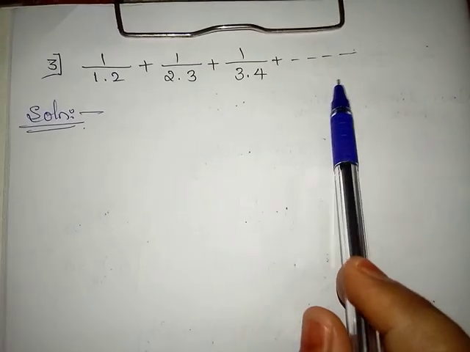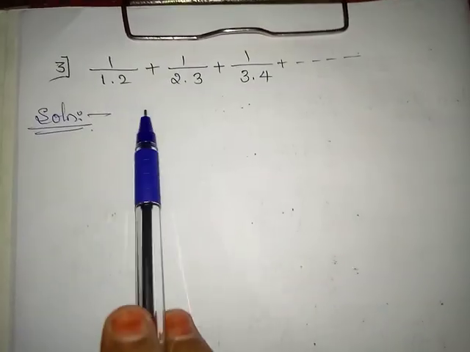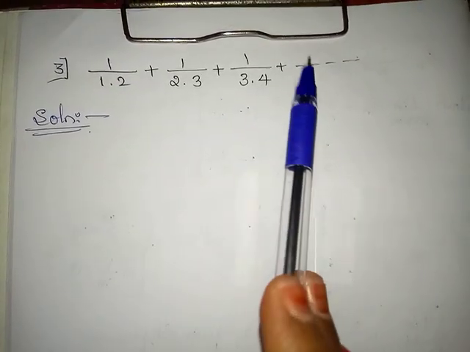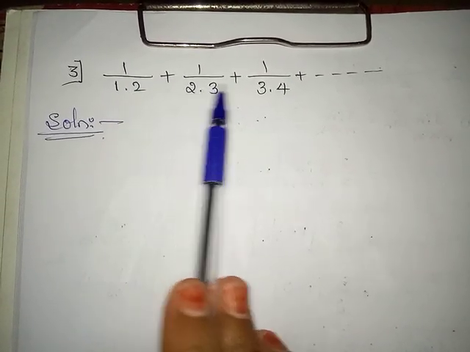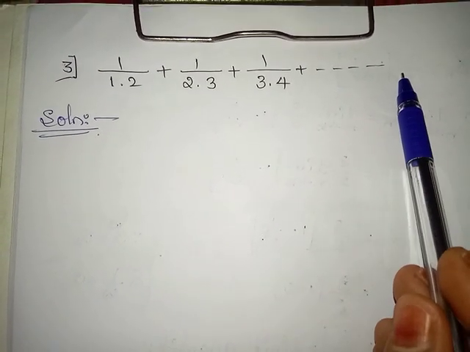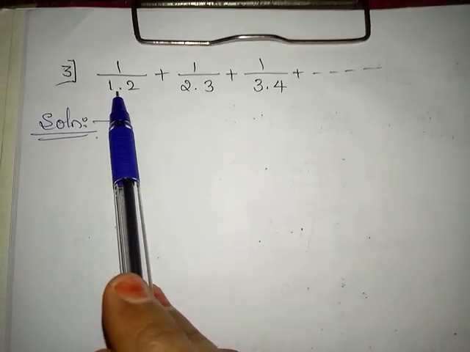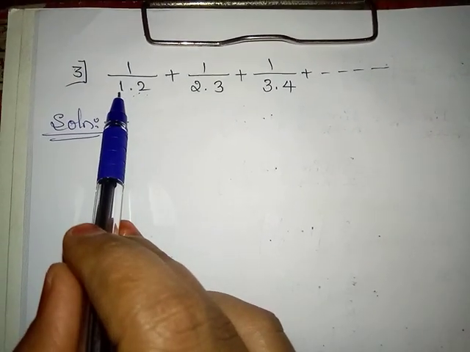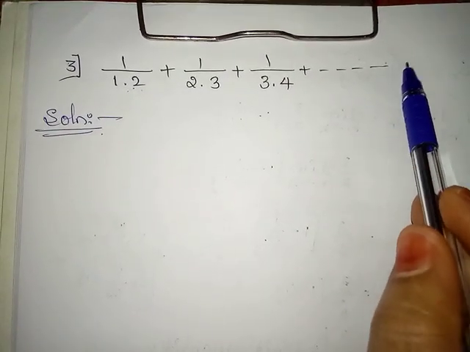To write that, first we must know what the nth term is. See here, the denominator terms are given in a sequence. You know what a sequence is and what a series is. We have to know what the nth term of this series is. In the first term the sequence is 1 2, then second 2 3, third 3 4. We have to find the nth term.